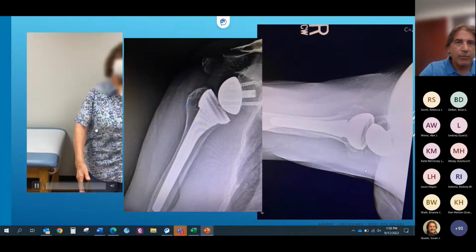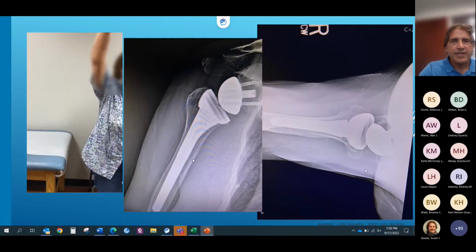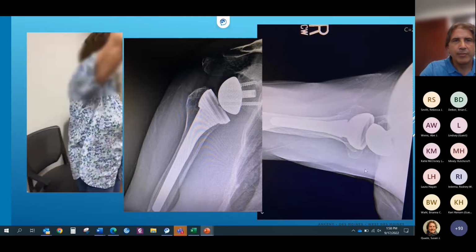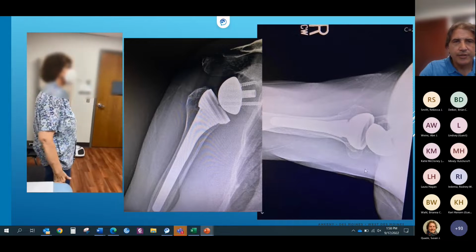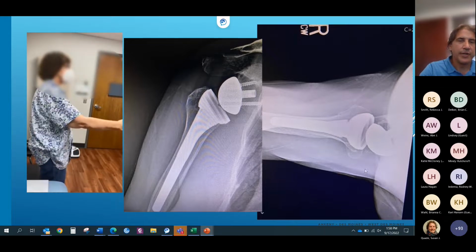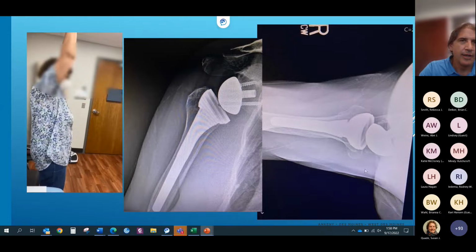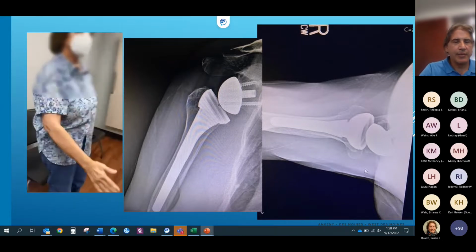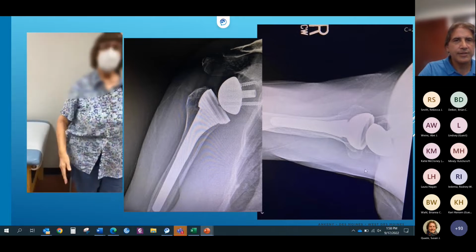So this lady is 3 months out from a reverse shoulder replacement, and she's got a little better than normal elevation for a reverse, but pretty typical external rotation and pretty typical internal rotation for 3 months. I think she'll still get better internal rotation than she's got here, but she's probably not going to get any better external rotation. So we'll look at that next year.